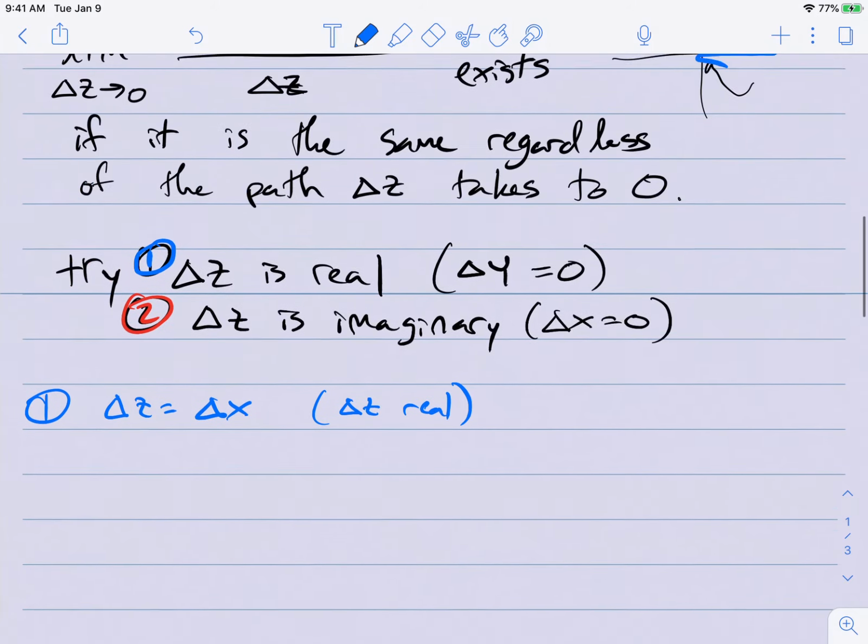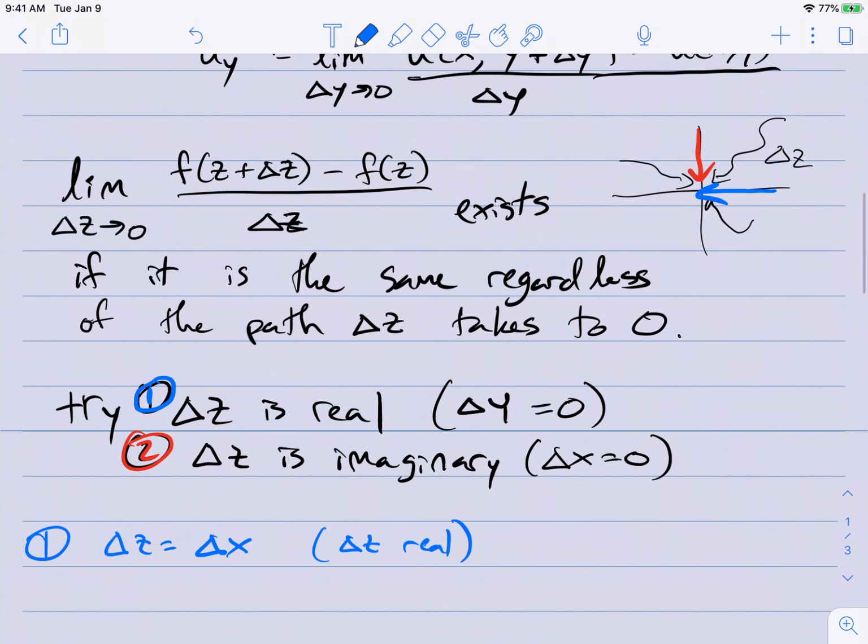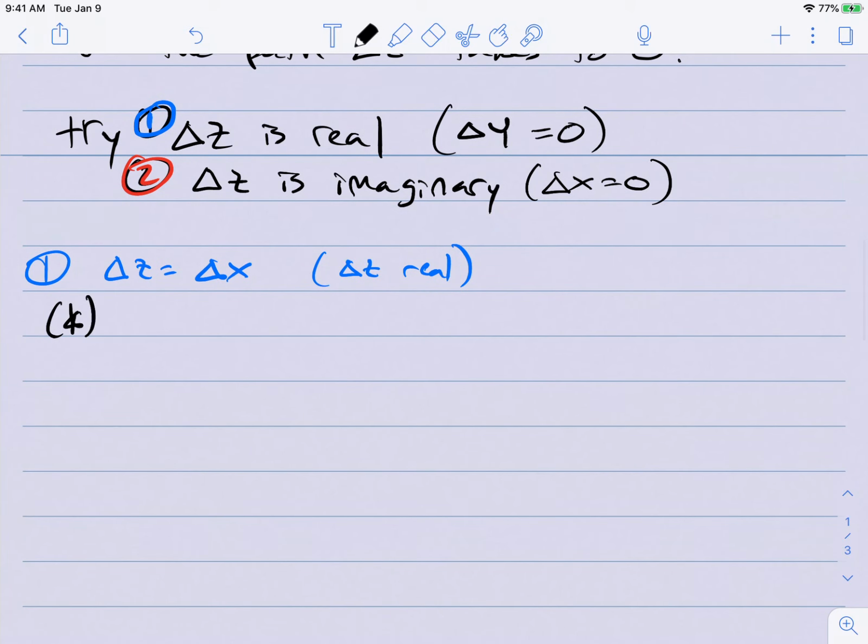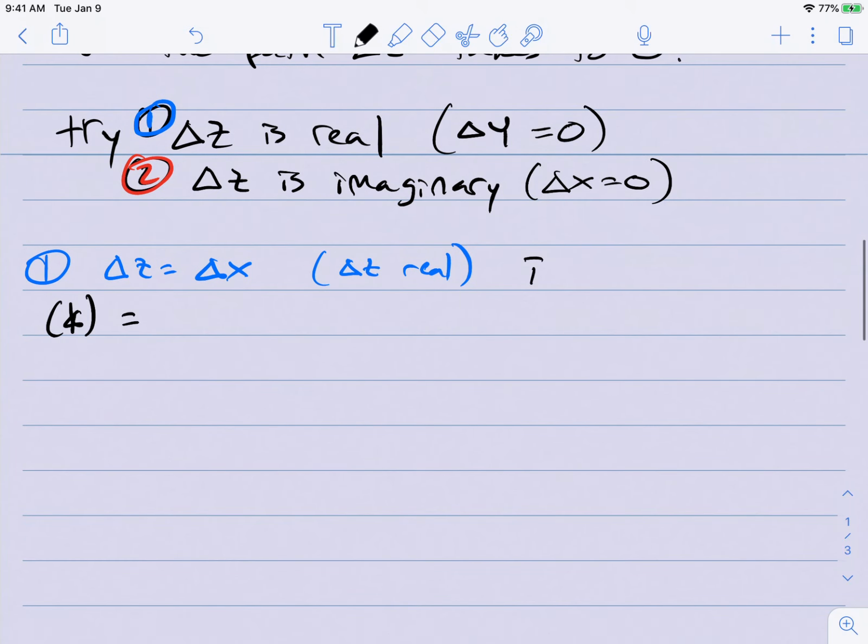So we'll look at one first. Delta z is just going to be purely real, which means delta y is 0. So delta z is just delta x. So in that case, this expression here, let me call it star. Star is equal to, so delta z is just delta x now. So we're just looking at the limit as delta x goes to 0.